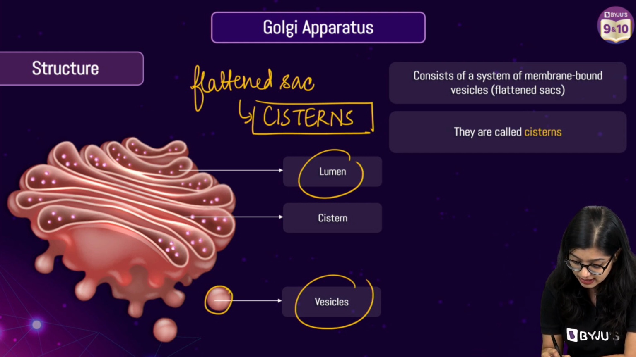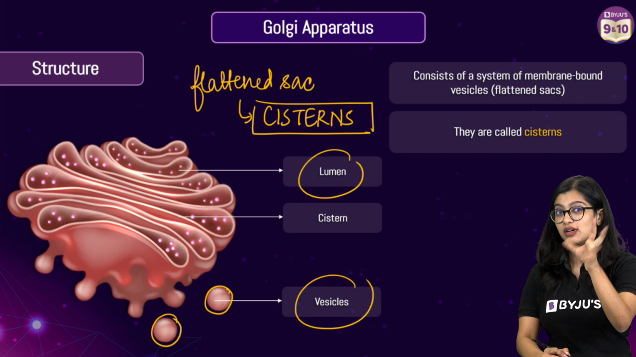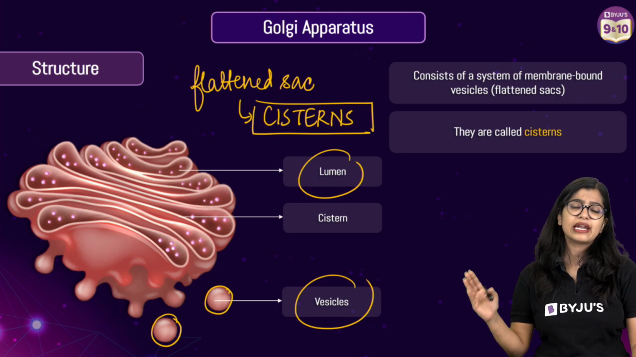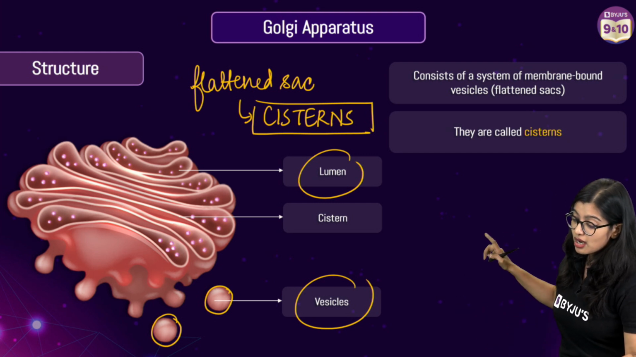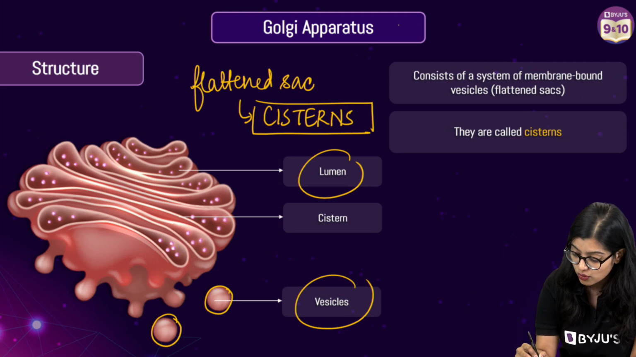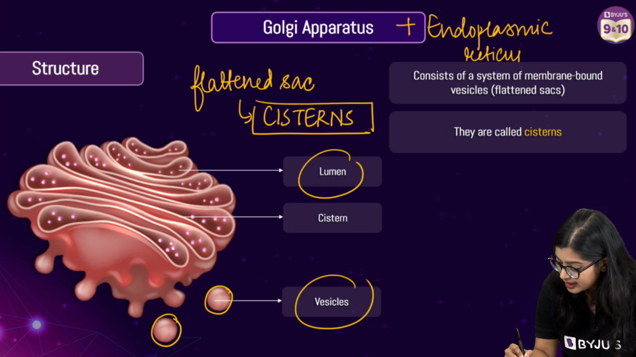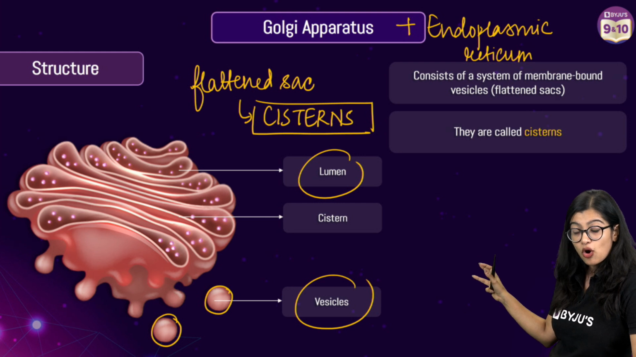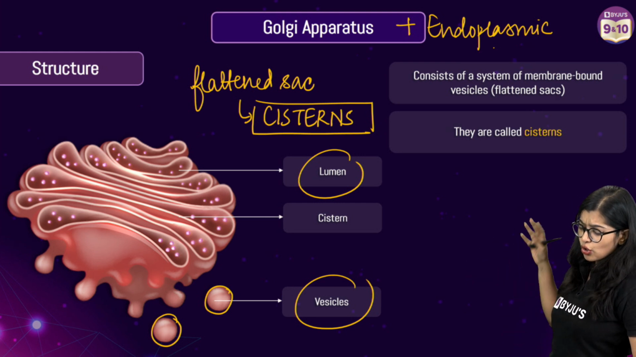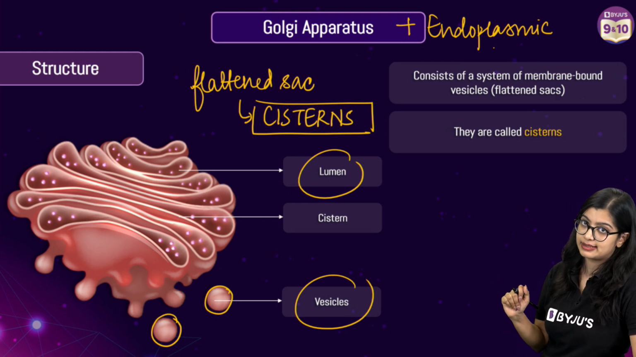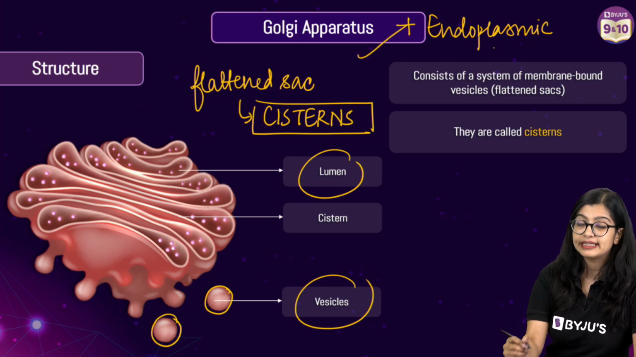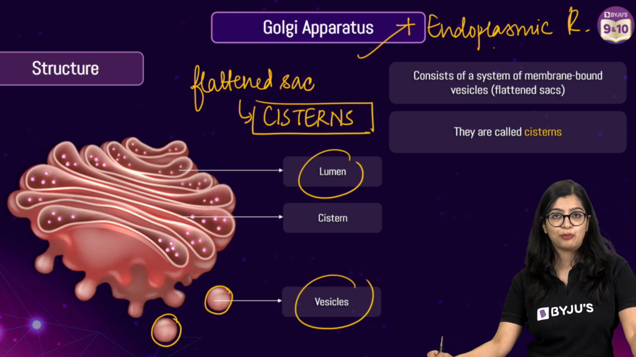Or we see that they make these almost circular, spherical sac-like structures called vesicles. Now here, one thing to understand is that your Golgi apparatus, along with your endoplasmic reticulum, together forms a portion of the complex cellular membrane system. So you need to remember these two things, very, very important.